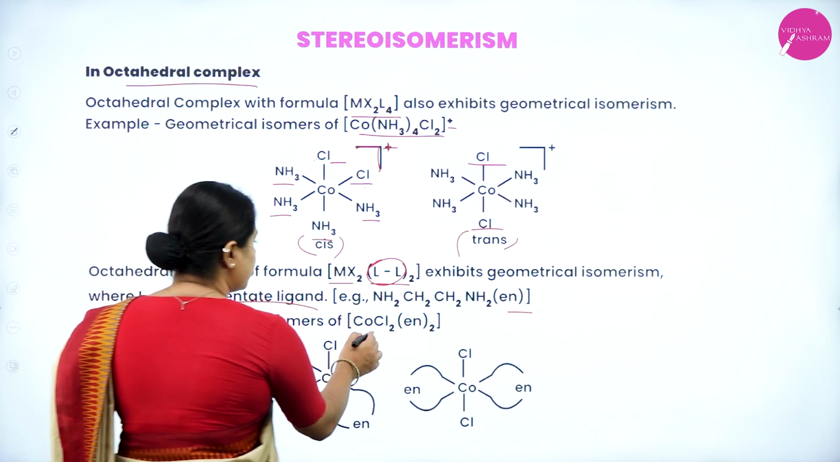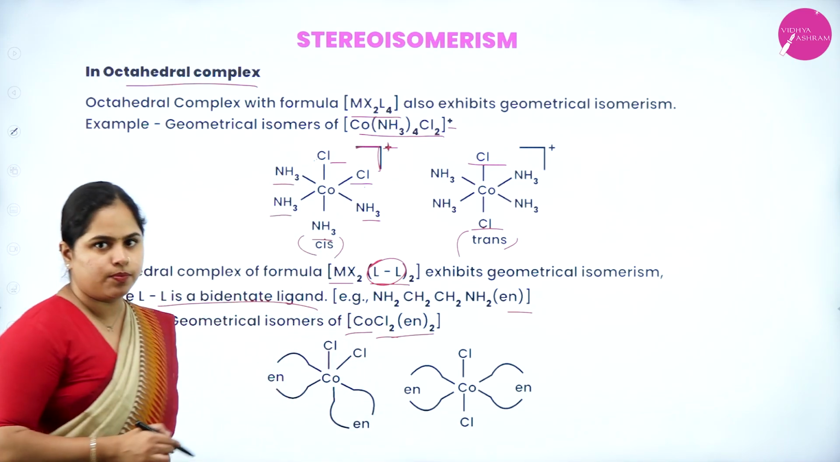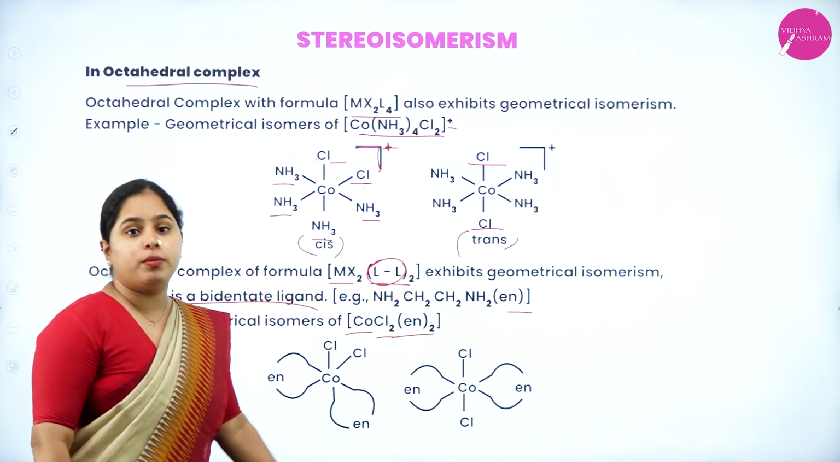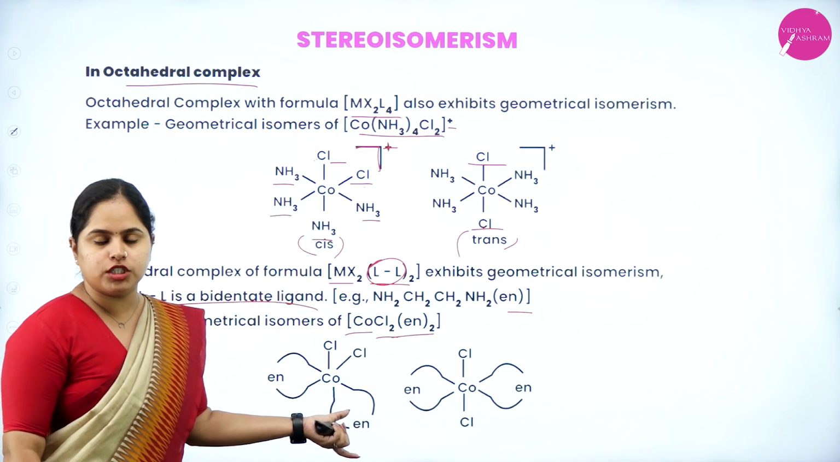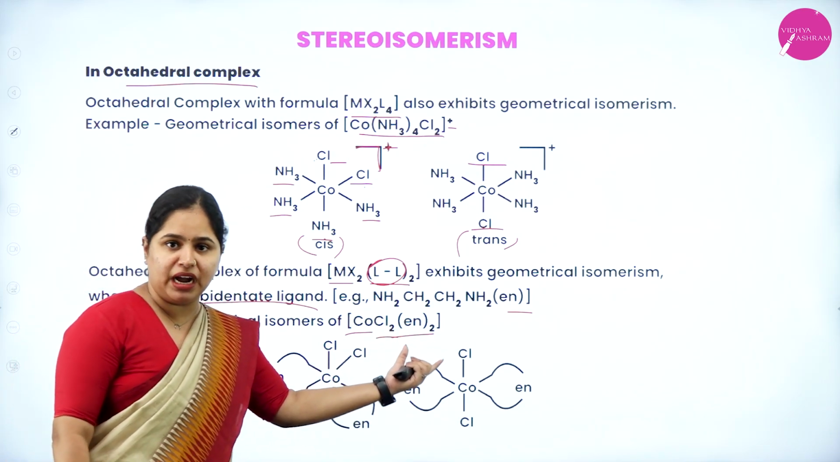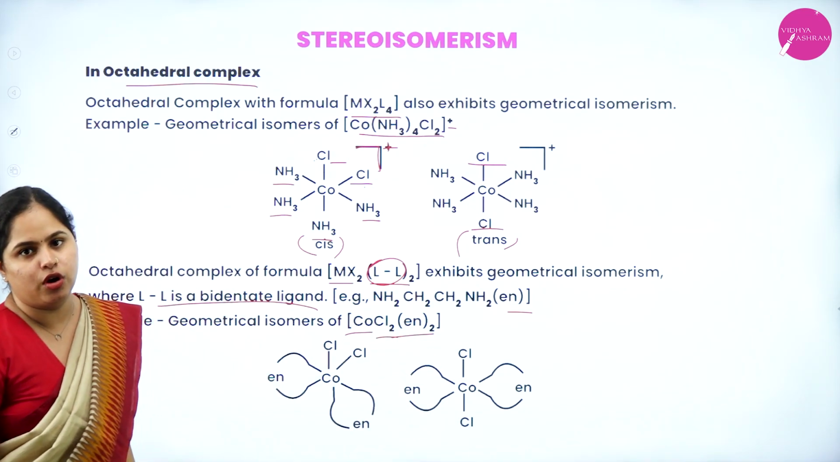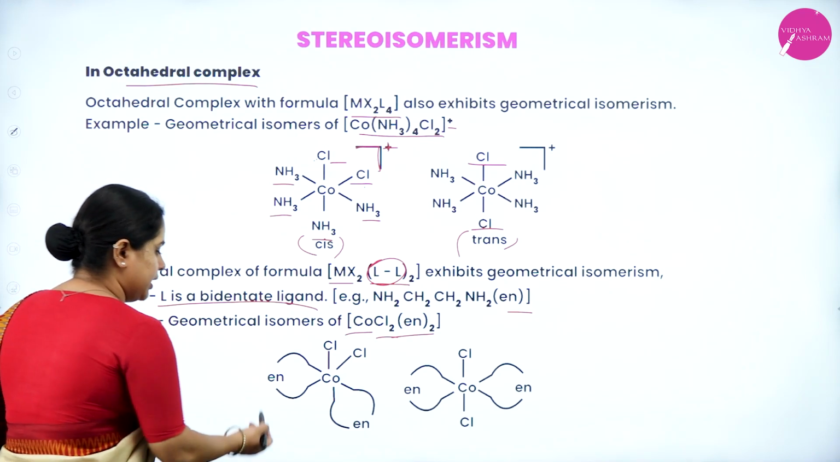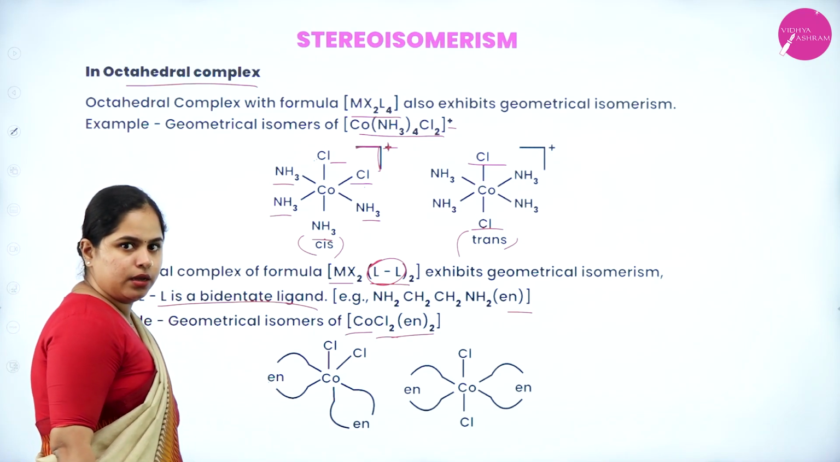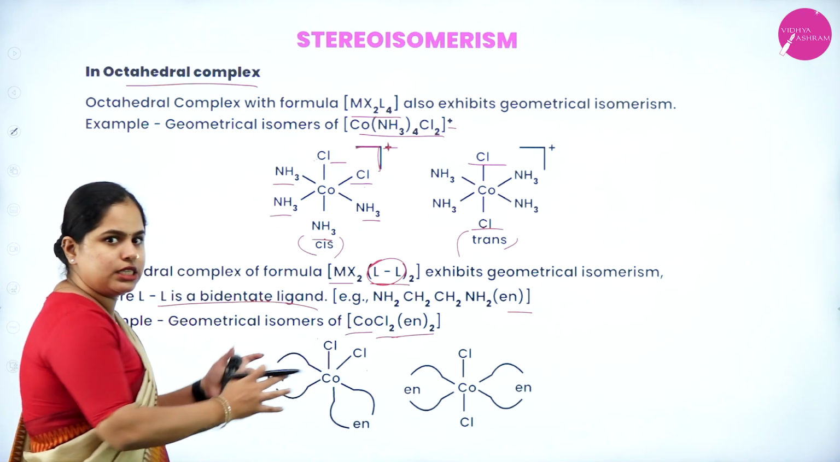Let's take the example of [Co(en)2Cl2]. You have to be very careful when you are seeing the coordination compound also. If it is a bidentate ligand, this is how you have to represent it. Again, you can see here, both the ethane-1,2-diamine and both the chlorido are adjacent to each other.